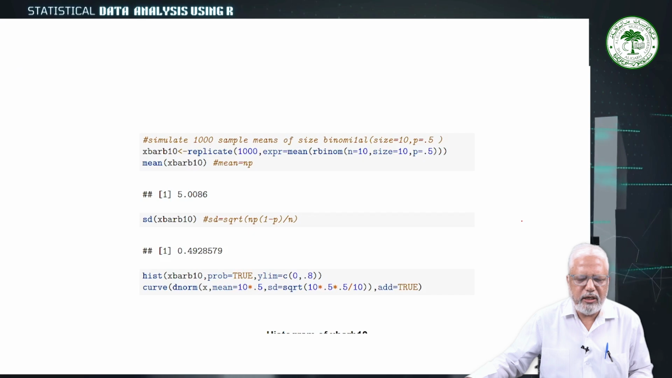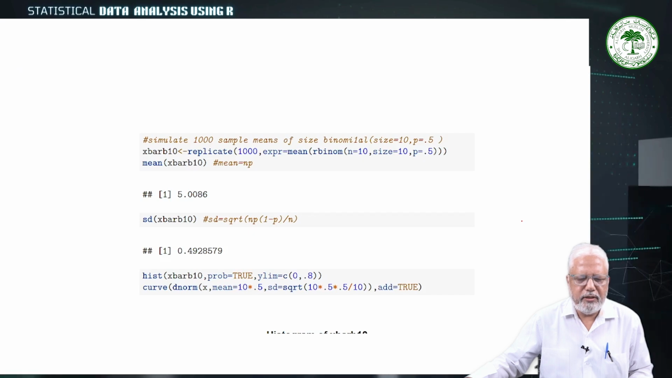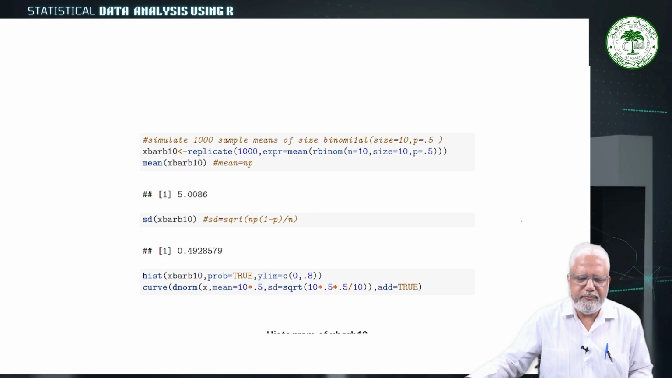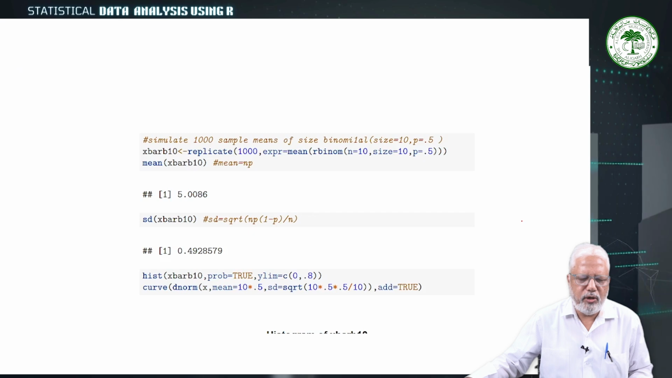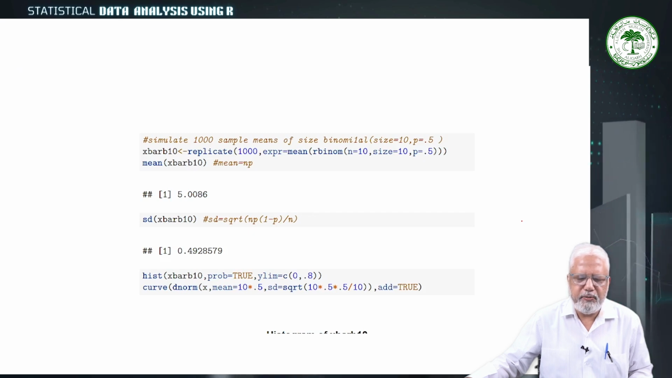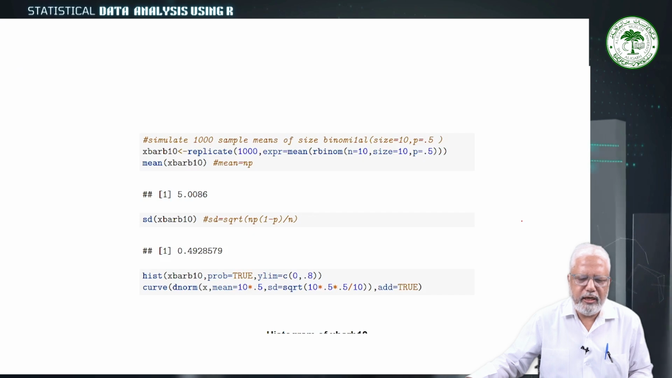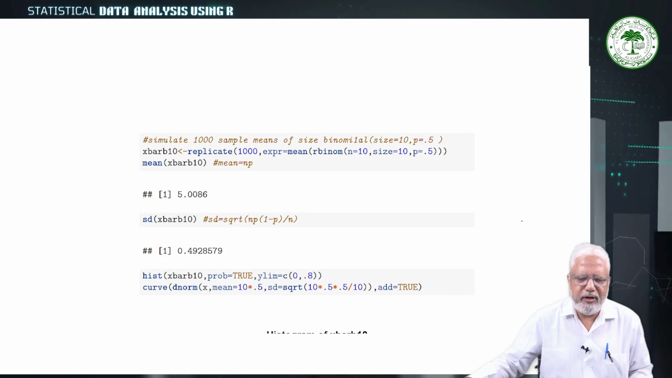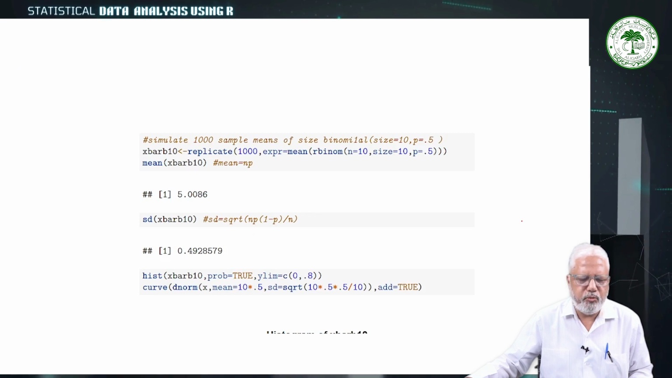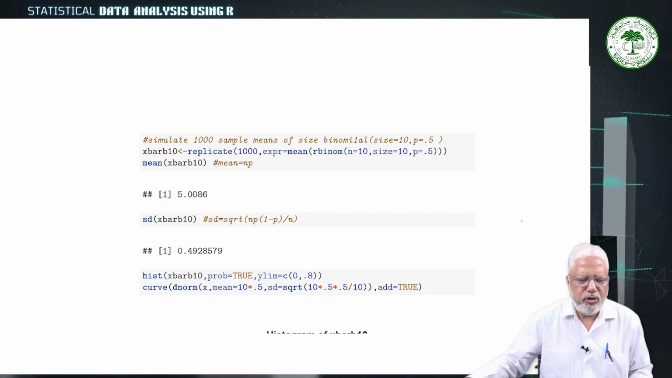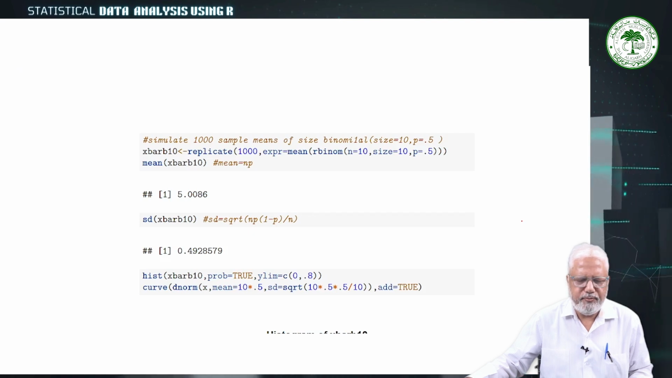And the simulated SD should be equal to about 0.5, because it is the square root of np into 1 minus p divided by n. So, n is 10 and p is 0.5. So, 10 into 0.5 into 0.5 divided by 10. So, it becomes 0.492, which is equivalent to 0.5.